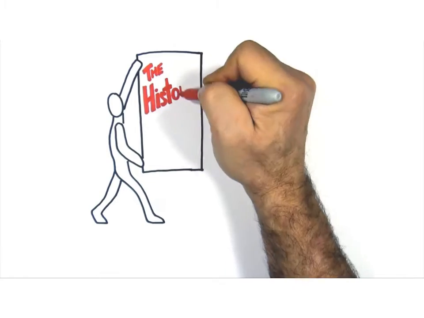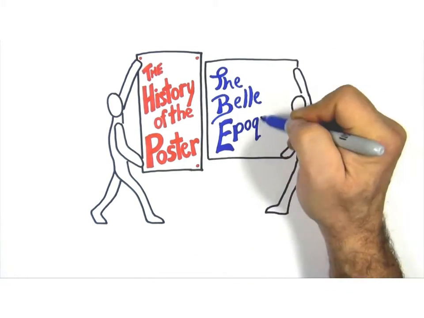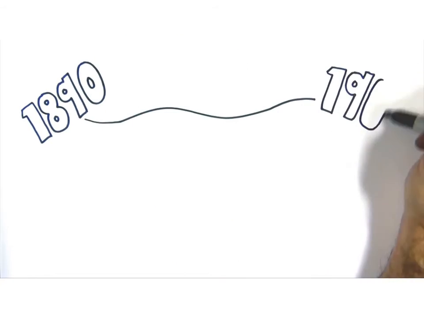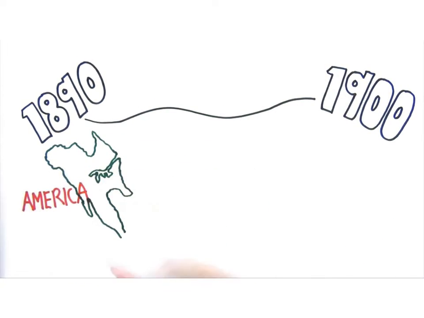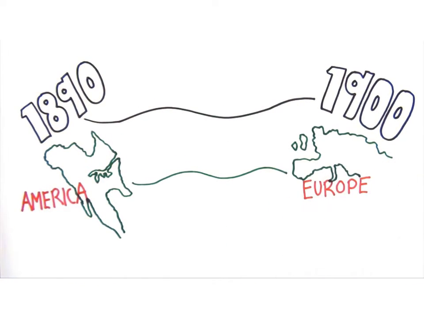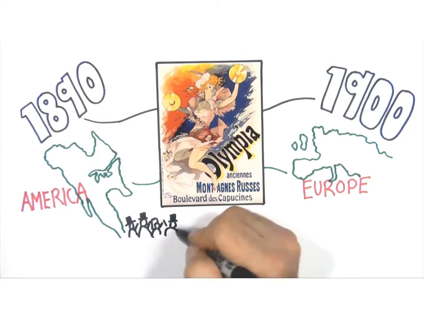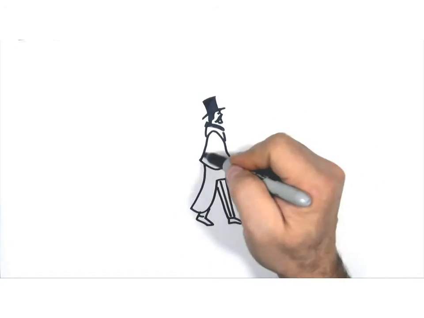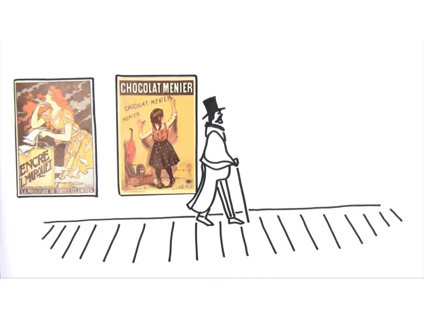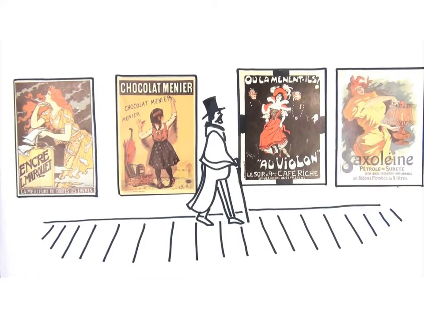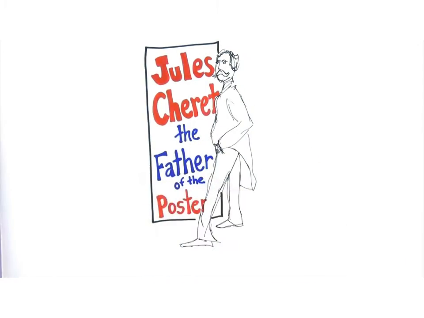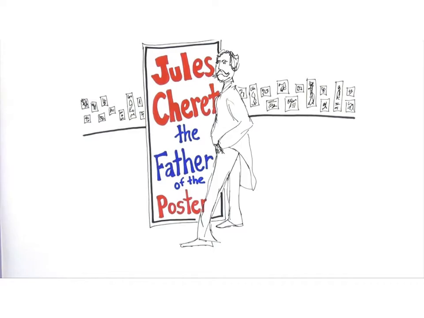The History of the Poster, the Belle Epoque, by Yanov Design. From 1890 to 1900, Europe and America were in a frenzy over a new form of advertising, a new form of art, the color advertising poster. The streets of Paris became filled with wonderful, colorful images created by some of the most talented artists of the day. It was all started by Jules Chéret, the father of the poster, who did over 1,000 posters.